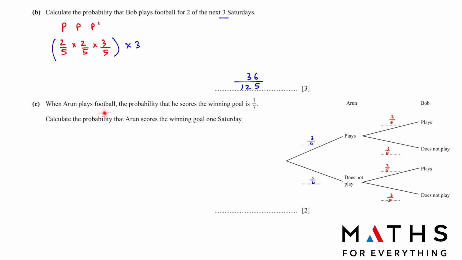When Arun plays football, the probability that he scores the winning goal is 1 over 7. Calculate the probability that Arun scores the winning goal one Saturday. What is the probability of Arun playing football one Saturday? 3 over 4. And what is the probability that he scores a winning goal? 1 over 7. So the answer is 3/28. We are done with the probability question.